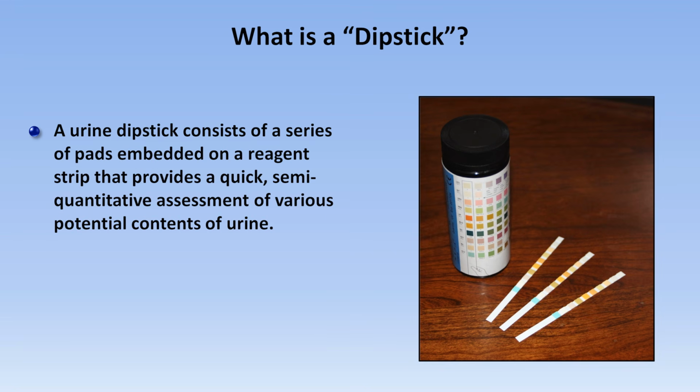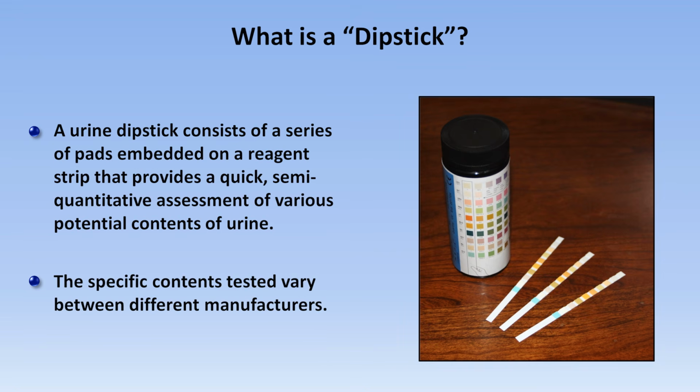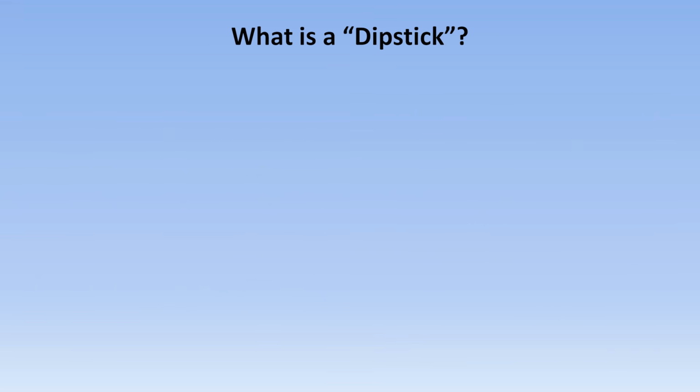A urine dipstick consists of a series of pads embedded on a reagent strip that provides a quick, semi-quantitative assessment of various potential contents of urine. The specific contents tested may vary very slightly between different manufacturers. How does a dipstick actually work?